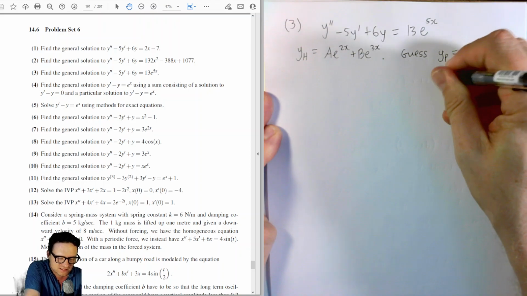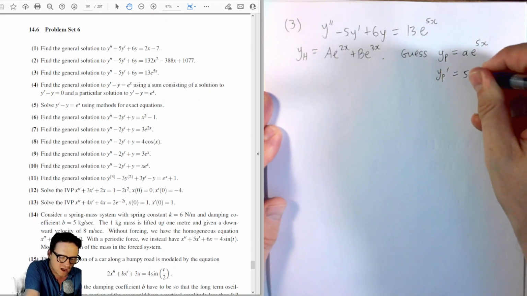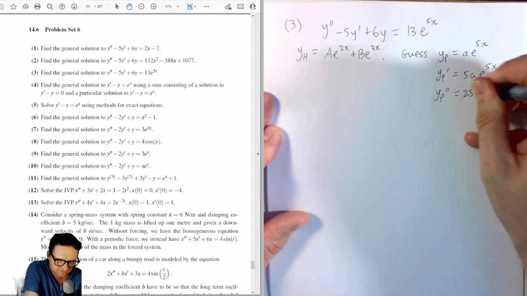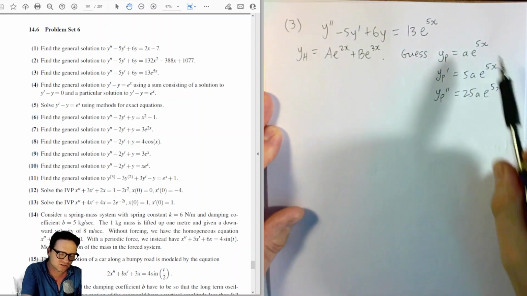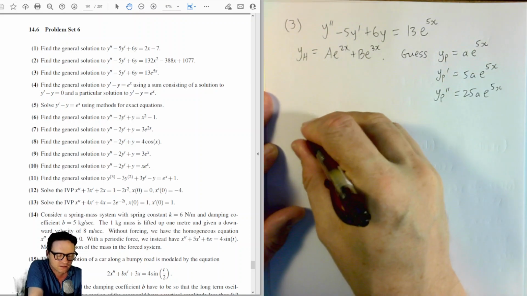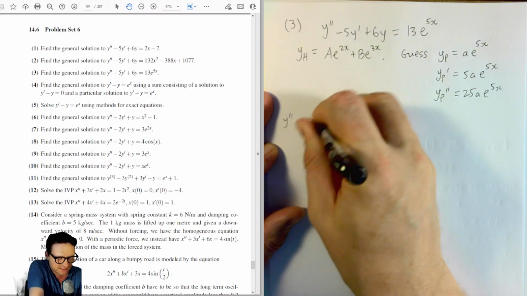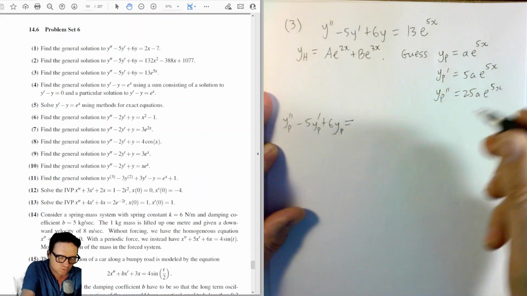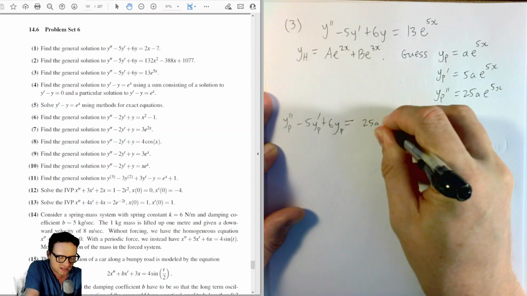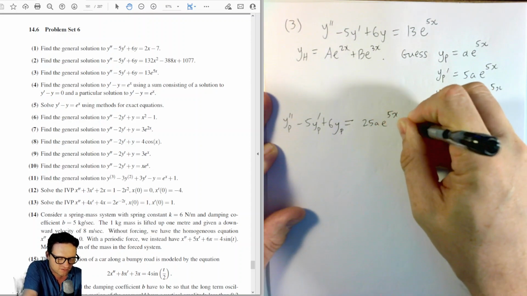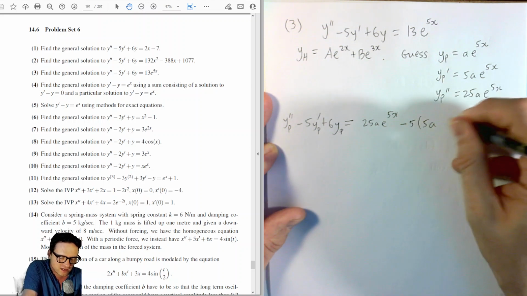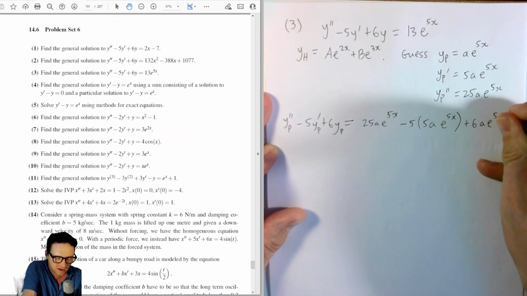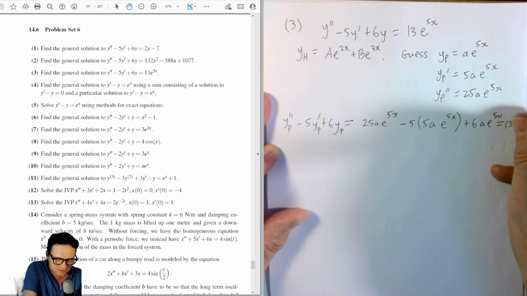Okay, so let's differentiate this. So yp dash is 5a e to the 5x, and yp double dash is equal to 5 times 5, or 25a e to the 5x. Okay, so taking these three, substituting those into the left-hand side, we have y double dash minus 5y dash plus 6y equals 25a e to the 5x minus 5 times 5a e to the 5x plus 6a e to the 5x, and this is equal to 13e to the 5x.